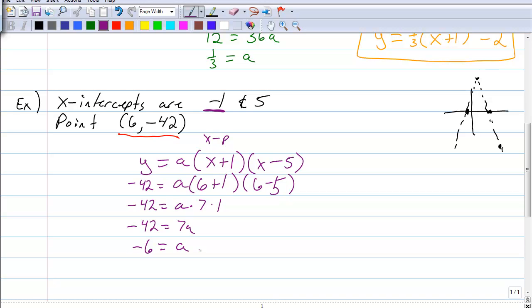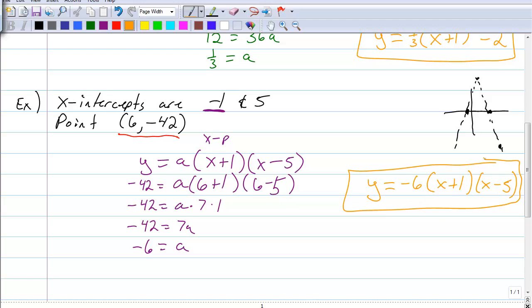A is negative 6. So our final form here is going to be y equals negative 6 times the quantity of x plus 1 times x minus 5. There's our quadratic model. Smith out!